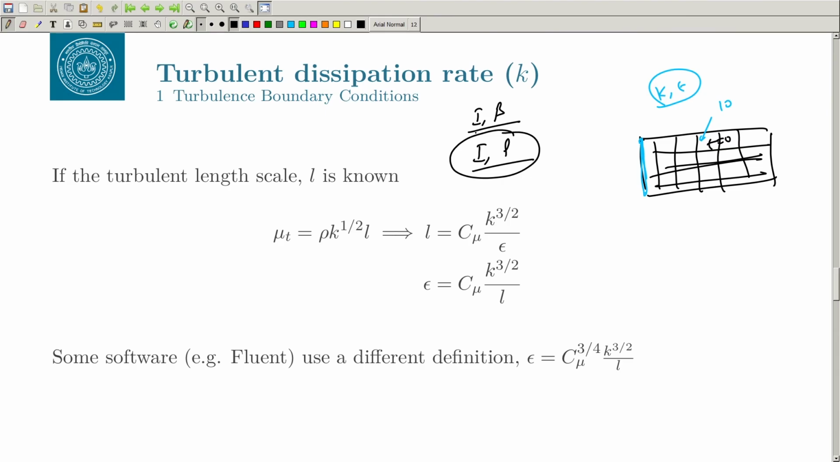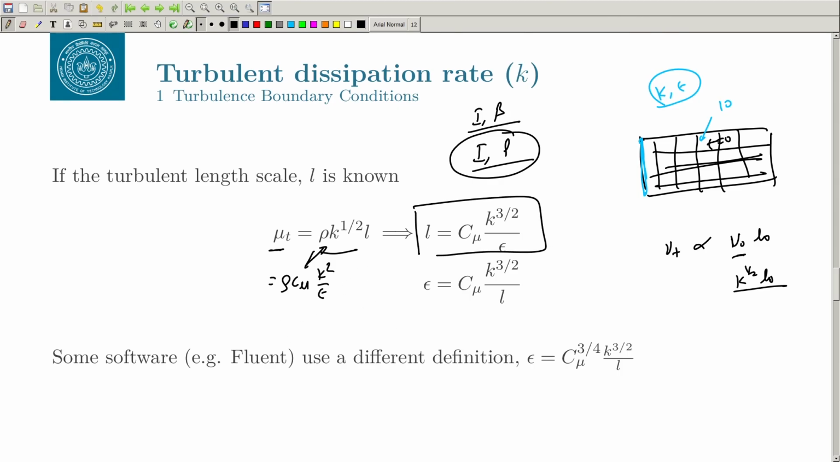Go back to our argument that the viscosity is basically proportional to the velocity scale and the length scale. The velocity scale is nothing but k to the power half, there is no doubt about that, and this is the length. Okay. So, you can compare this with the relation that we had, which is basically mu t equal to rho c mu k square by epsilon, right. When you compare these two, you will get L equal to c mu k to the power 3 by 2 by epsilon. Okay.